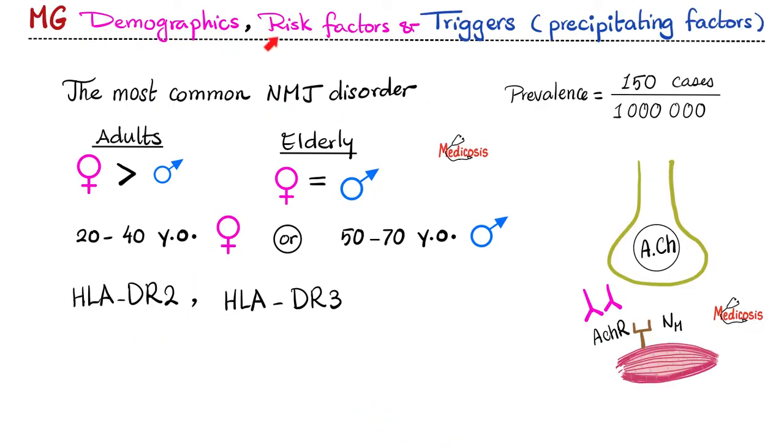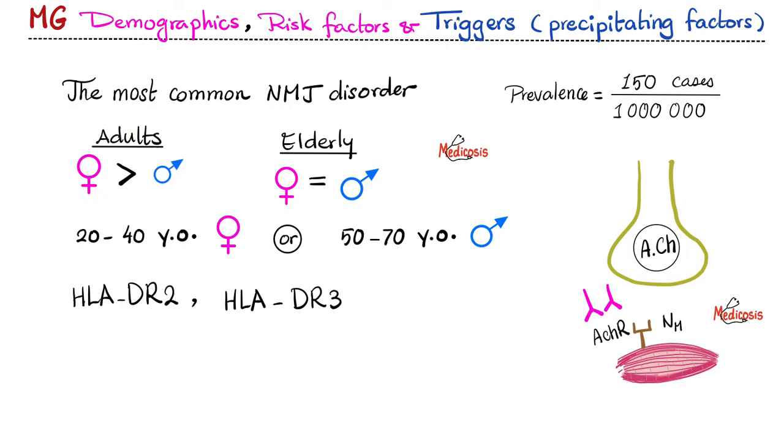Next, myasthenia gravis demographics and risk factors. Myasthenia gravis is the most common neuromuscular junction disorder. It is more common than Lambert-Eaton myasthenic syndrome. The prevalence is about 150 cases out of each 1 million persons. In adults, it's more common in females than males.